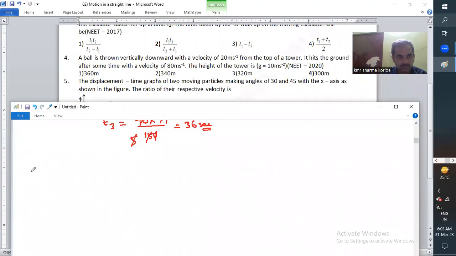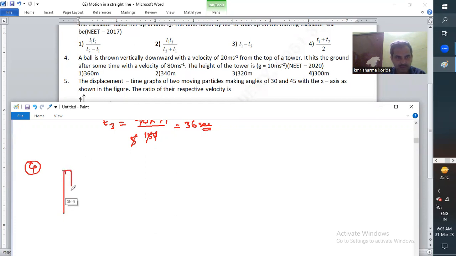Question number 4. The ball is thrown vertically downward with a velocity of 20 meters per second from the top of a tower. It hits the ground after some time with a velocity of 80 meters per second. We need to find out the height of the tower. Just to understand the question like this.